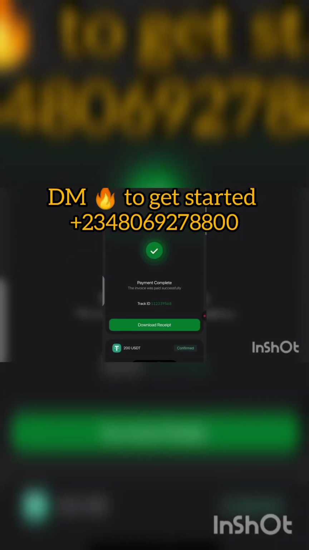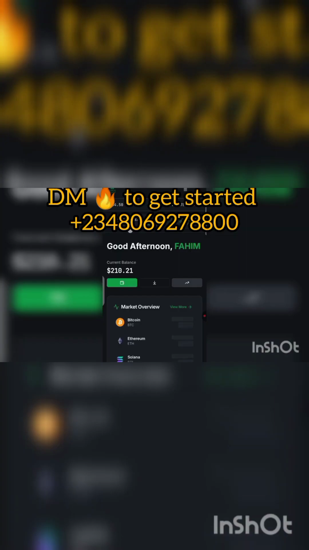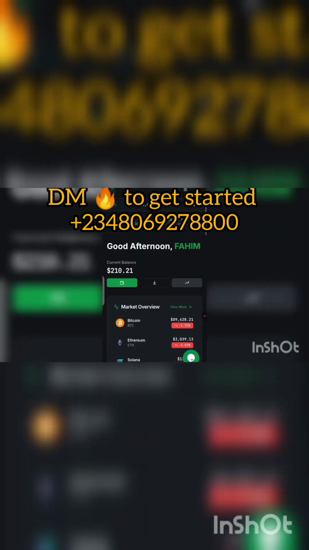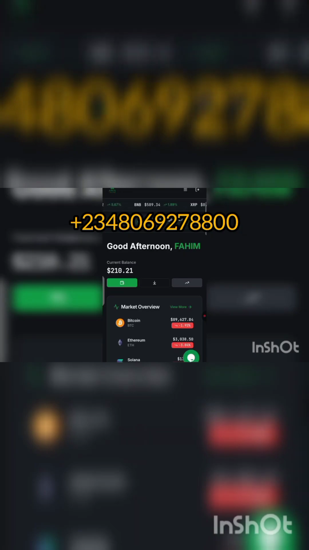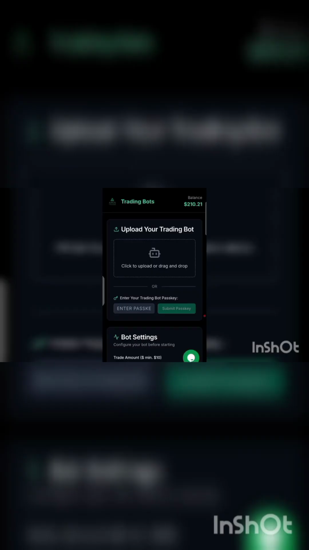The next thing we are going to do is to use this particular money to do what? To trade. So now let's go to my account. You can see I've refreshed the account. I now have 210 USDT. The next thing for me to do is to bind this particular wallet because I just made a deposit. So I will need to bind this particular wallet.